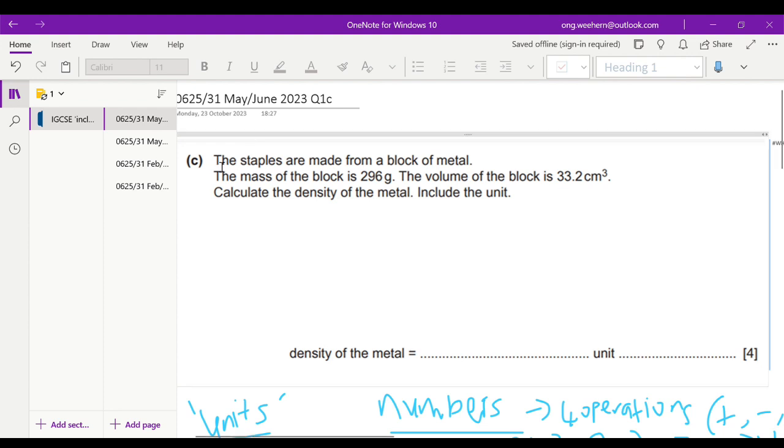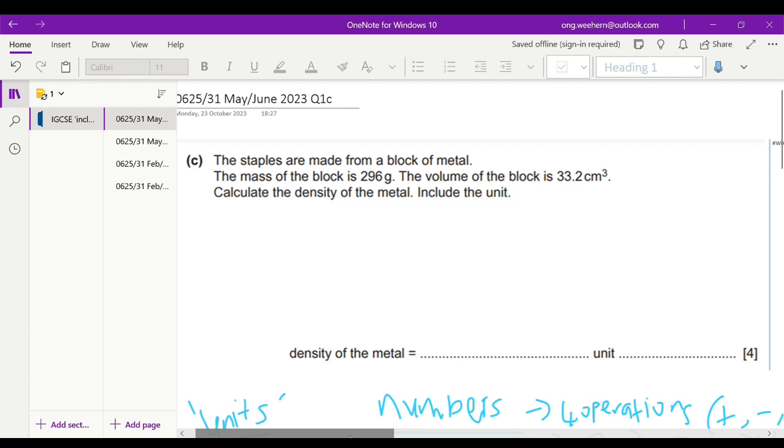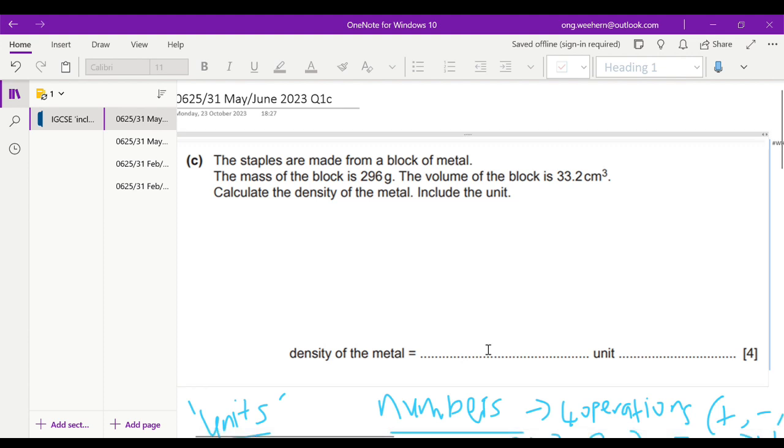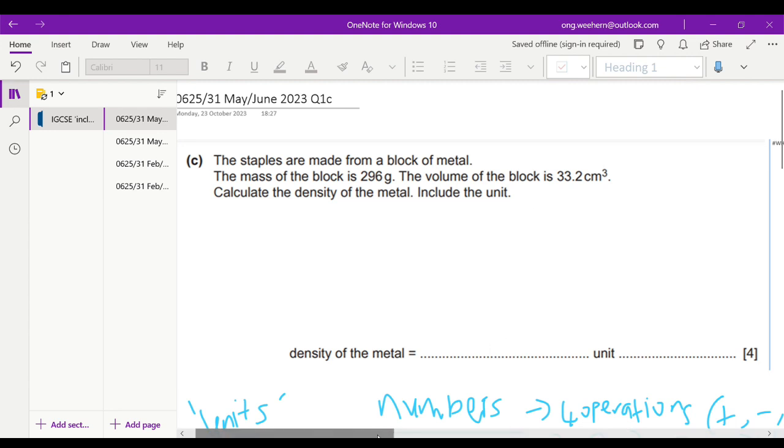For the first question, it says that the staples are made from a block of metal. The mass of the block is 296 grams and the volume of the block is 33.2 cubic centimeters. They ask you to calculate the density of the metal and include the unit. Notice the answer space they give for the density of the metal is followed by a special answer space for the units. So what you need to do in this case is split the numerical calculation and the unit separately.